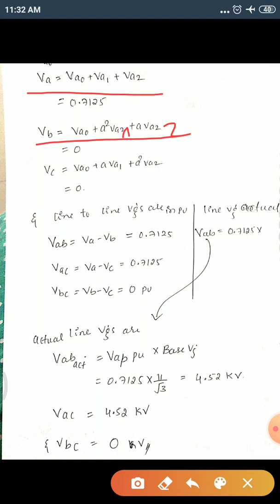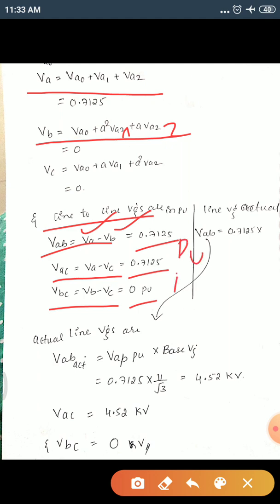And then, at last we need to calculate line to line voltages. To calculate line to line in a double line to ground fault, you observe your circuit diagram. So it will be VAB equal to VA minus VB, VAC is equal to VA minus VC, and VBC is VB minus VC. So what we can calculate is, substitute both the values and calculate it. Remember, these are all also in per unit.